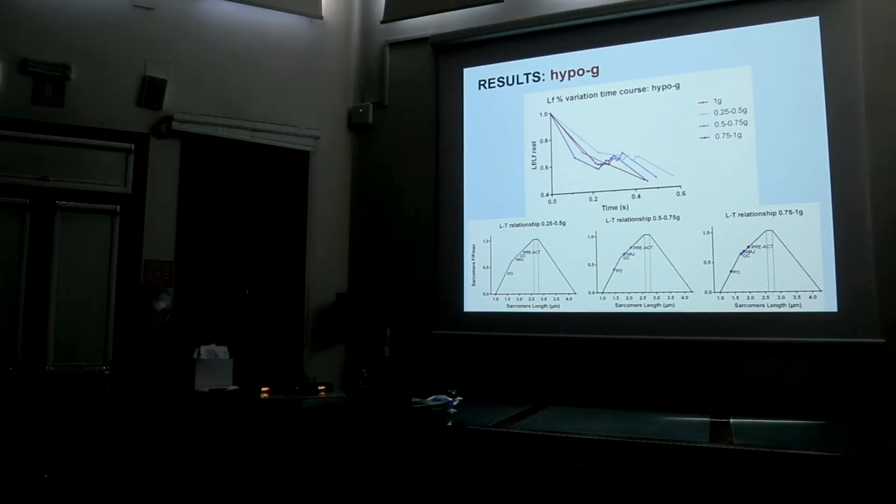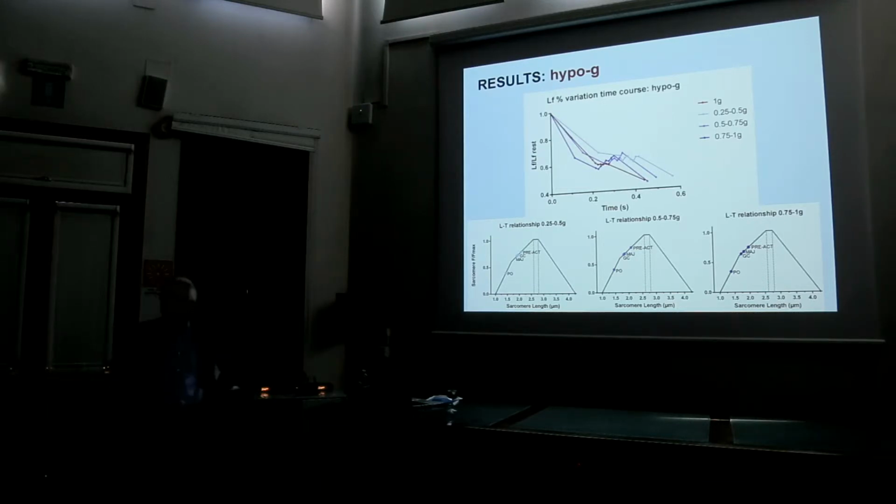Let's now consider what happens in hypo-G, so at gravity levels below the one on Earth. With the exception of the lowest G levels, because in this case you're flying too much, so you're never reaching the force platform, you see that in hypo-G the preactivation occurs early. It occurs earlier, but you're still able to reach the quasi-isometric phase, enabling the tendon stretch. But again, when we consider the length-tension relationship, we are still operating on the ascending limb of the length-force relationship, but there is a greater shortening of fascicles during the preactivation phase.